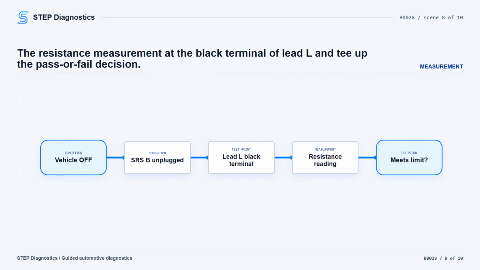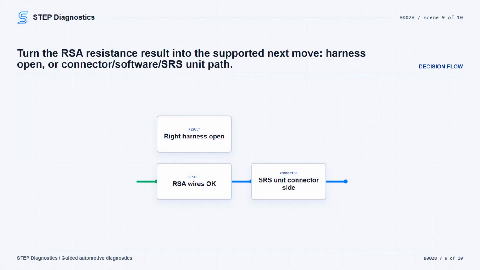Measure resistance at the black terminal of SRS simulator lead L. The decision point is 1.0 omega or less. If the measurement is not 1.0 omega or less, the diagnostic path identifies an open in the right side wire harness. The supported repair path is to replace the right side wire harness, then clear the DTC. If the measurement is 1.0 omega or less, the RSA plus and RSA minus wires are considered okay.